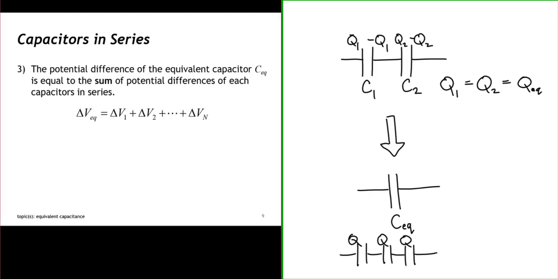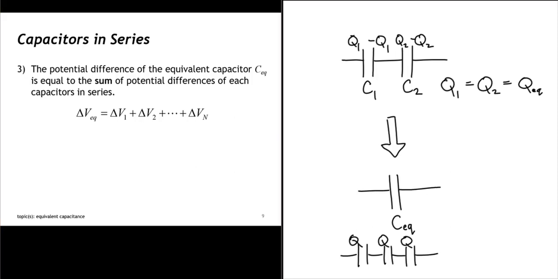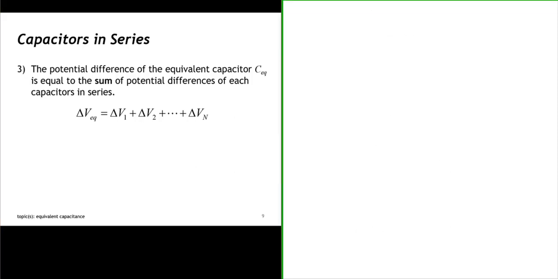Another property of capacitors placed in series is that the potential difference of the equivalent capacitor is equal to the sum of potential differences of each of the capacitors in series. Now, we know this from our brief introduction to circuits. Because of conservation of energy, we know that the potential energy at various points in a circuit may be summed up.